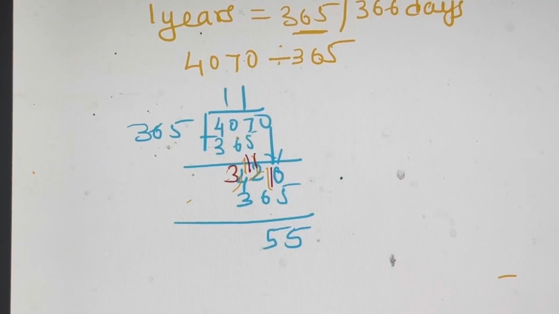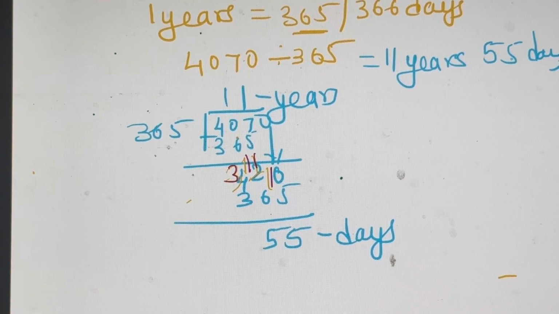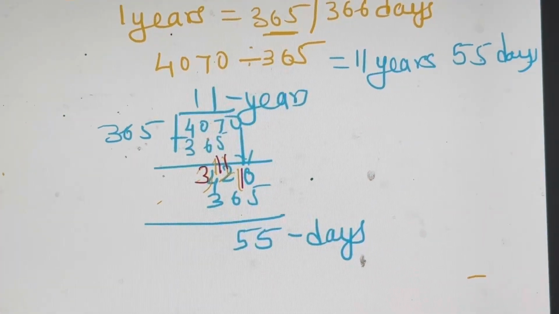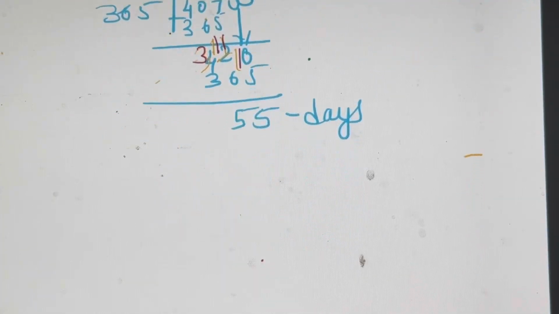Now we cannot divide further, it will be in decimals. So what is our answer is 11 because these are the days, 4070 days. So the remainder will be the days. And this is years. So what do we get? 11 years and 55 days. Right, so now Istu is 11 years old and 55 days. But what are we supposed to find out? His date of birth.